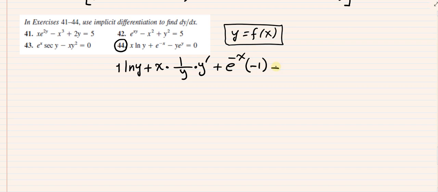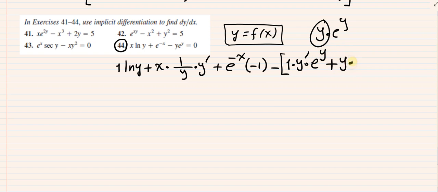Minus y e to the y. That's interesting. That's a product rule. So for y e to the y, the derivative of y is going to be 1, and then y prime times e to the y, plus y times the derivative of e to the y, which is itself times y prime because of the chain rule. Okay, and there we have it.